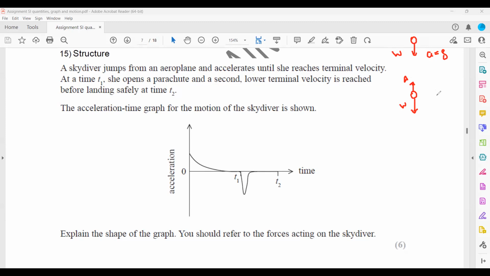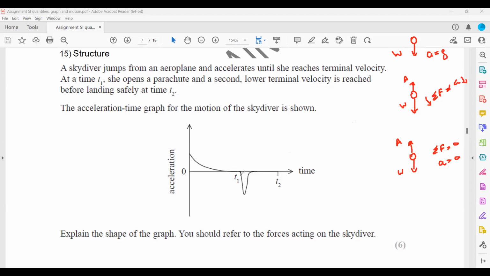So the resultant force, which is weight minus the air resistance, will decrease. When the resultant force decreases, the acceleration will also decrease. Still, she is accelerating, so the speed will still increase. Eventually, the weight and air resistance are balanced. When they are balanced, there is no resultant force. If the resultant force is zero, she does not accelerate, and she will move at a constant speed.